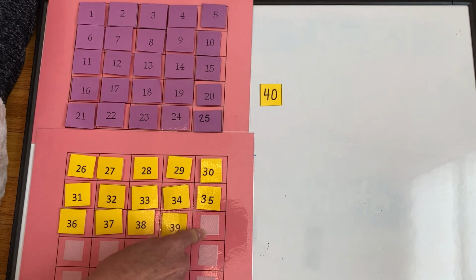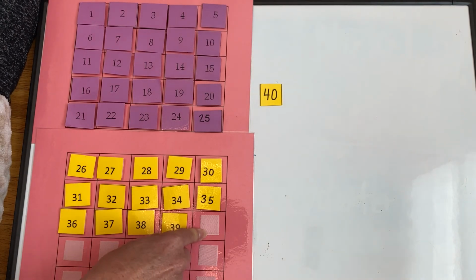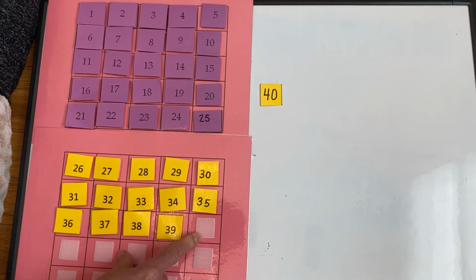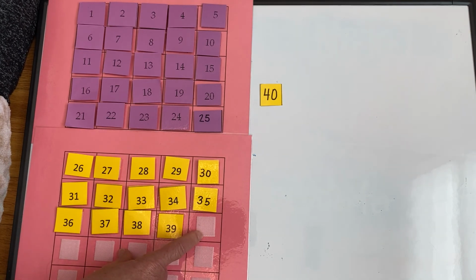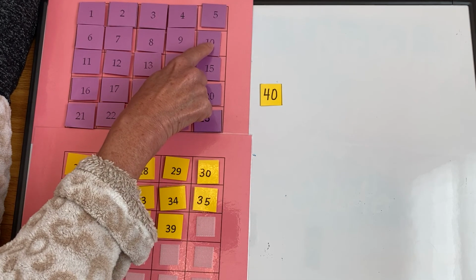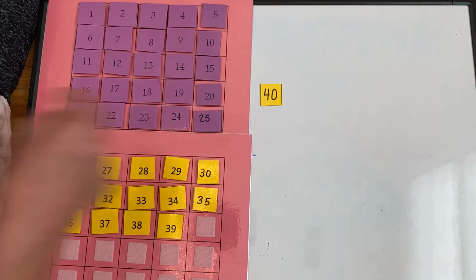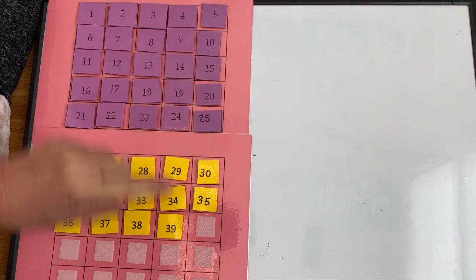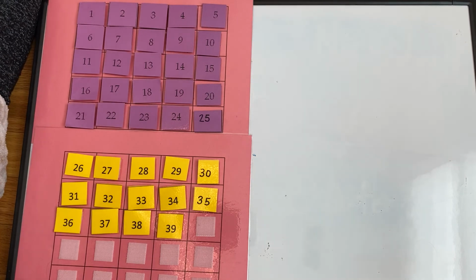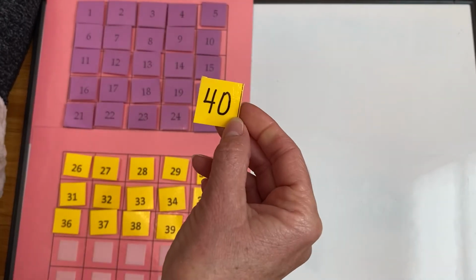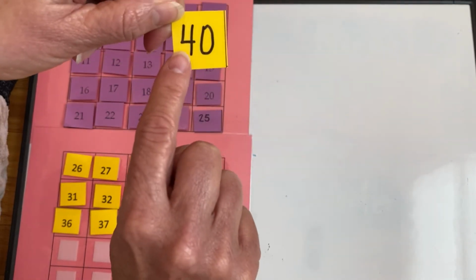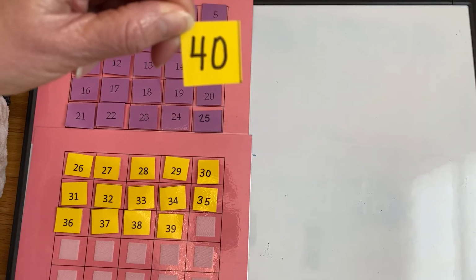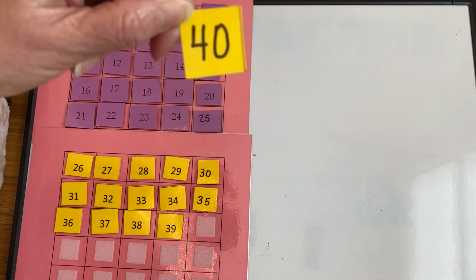Now, do we ever say 2010 or 3010? No, there's only one 10, and that's up here. Did you know the next number that comes after 39, do you know what we call that number? 40. It's a 4 and a 0. Can you say 40?